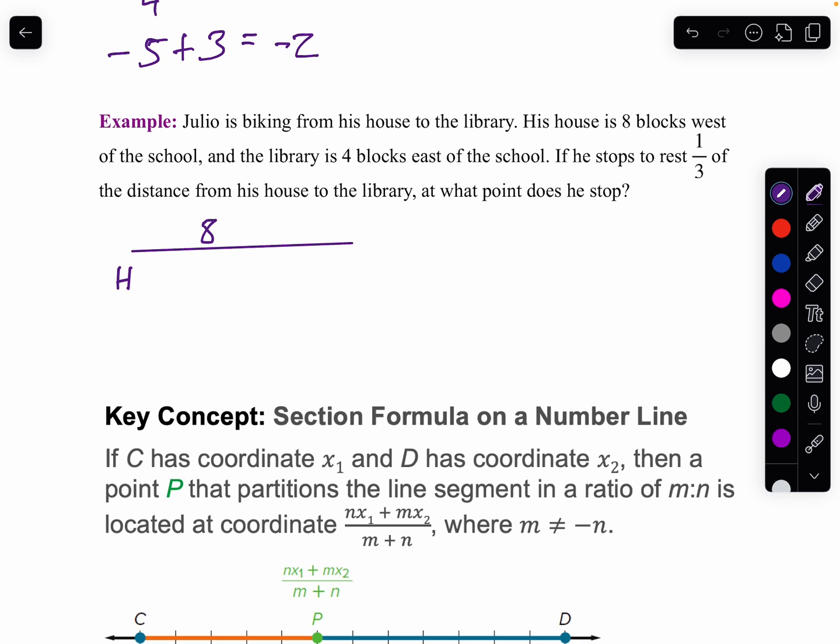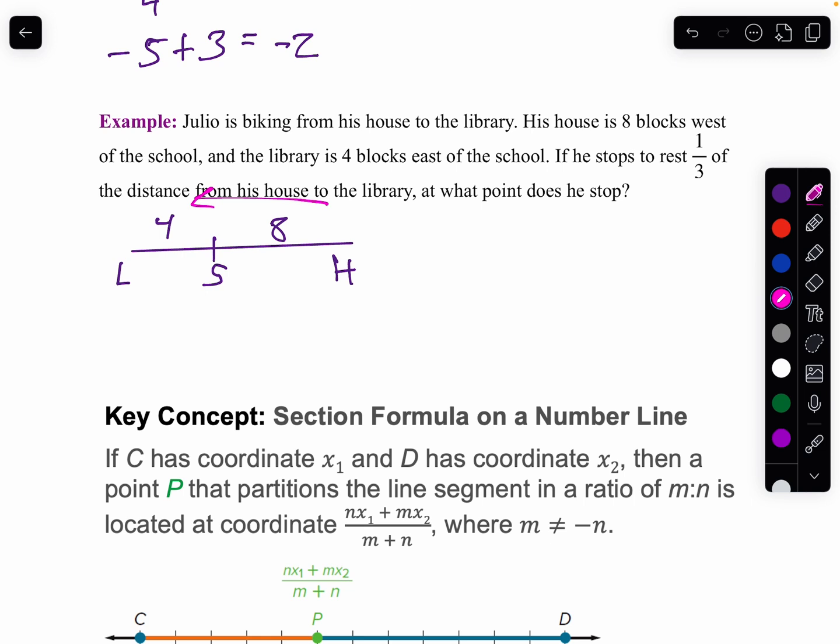I'm going to rewrite that because I want the house to be west of the school. I'm going to put my house on the other end point. So he's 8 blocks to the west of the school. And then the library is 4 blocks east of the school. So here's your library. Now he is going in this direction. Okay? He's going from west to east.